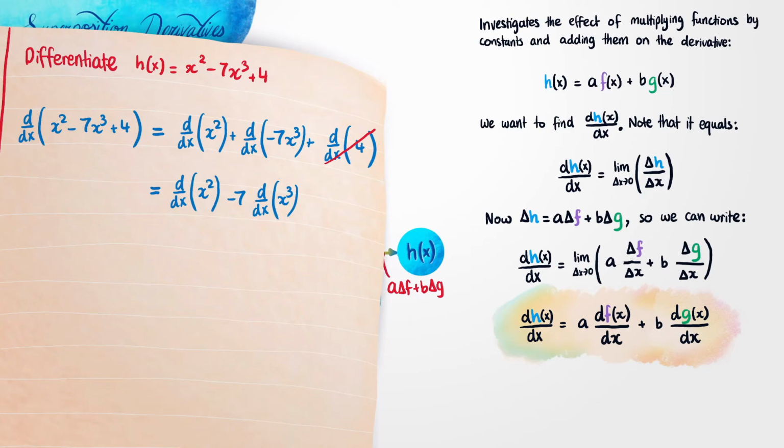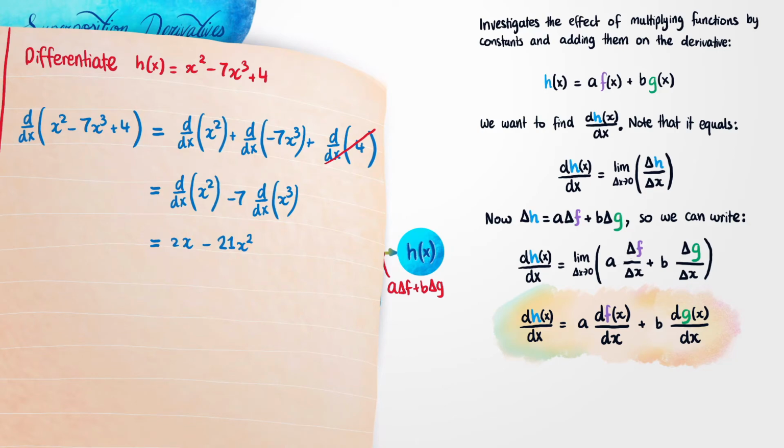Now as we learnt before, we can just bring the power down on this value, so this 2 can just come out the front, and if we did it here, you just get 3x squared. And now finally, 7 times 3 is just 21, so we can replace that as well. Now from this we can just see that the derivative of x squared minus 7x cubed plus 4 is just 2x minus 21x squared.